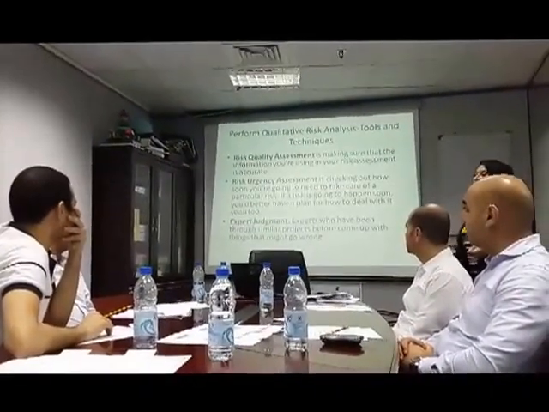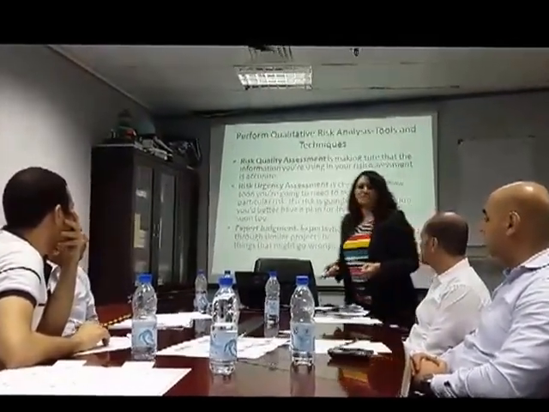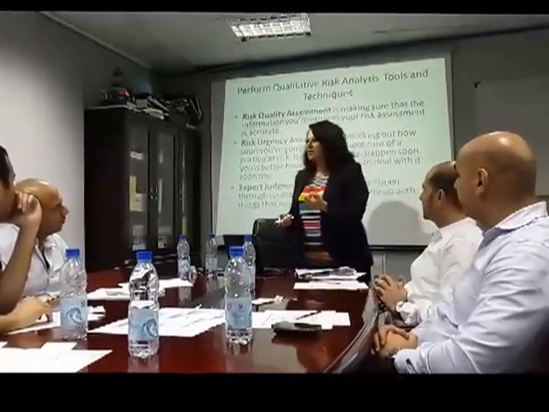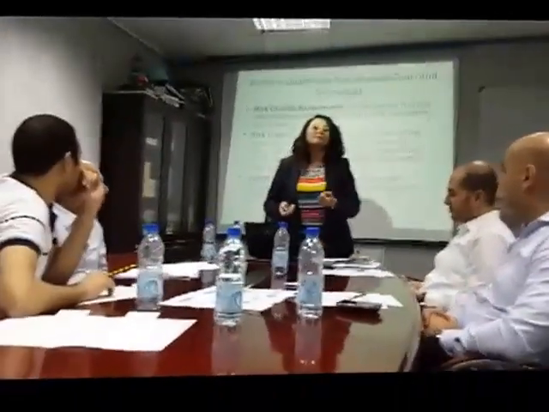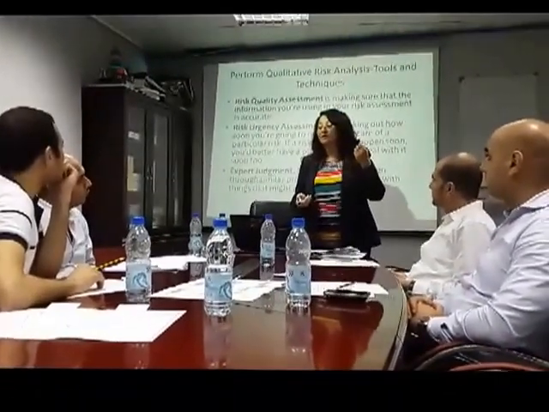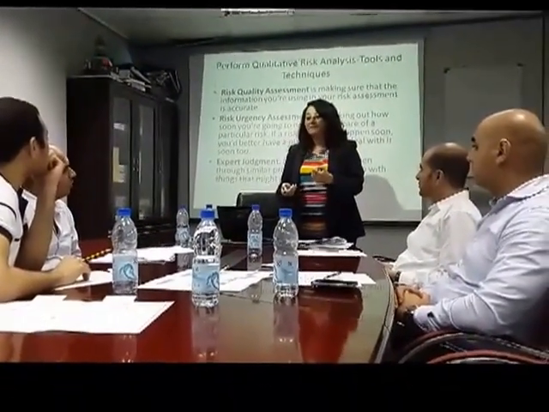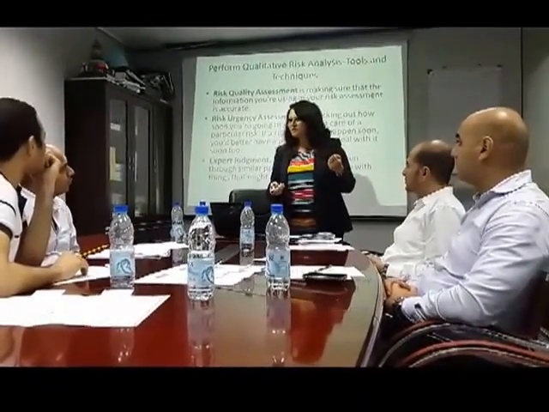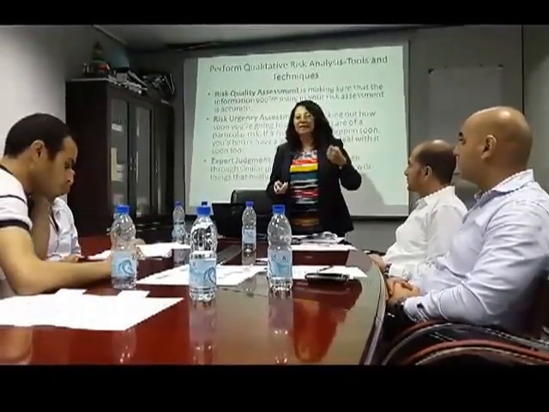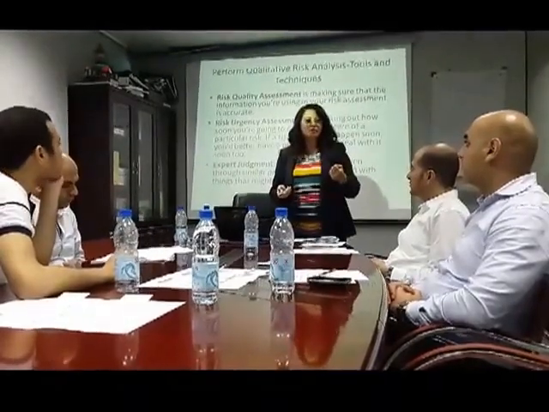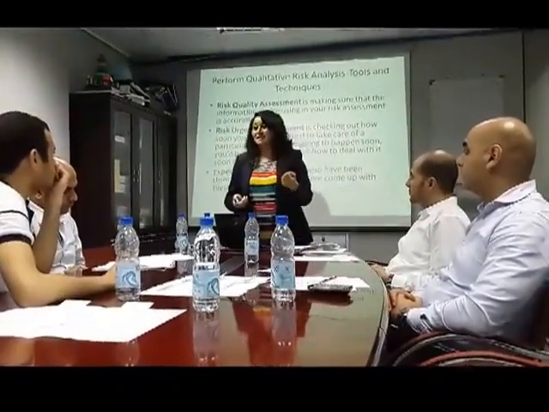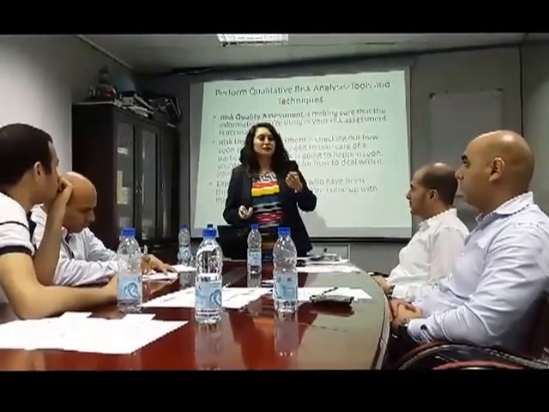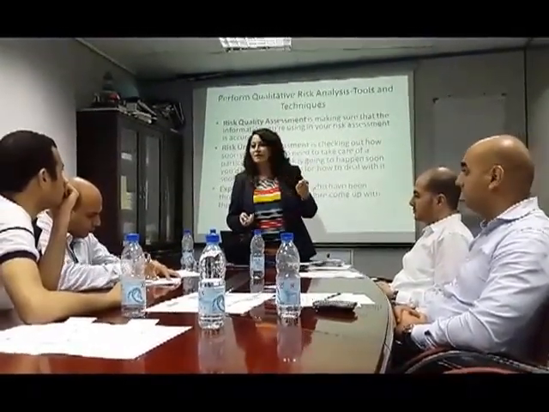Now, risk urgency assessment. You know that some risks can be urgent, right? It means they have to be taken care of as soon as possible. But does that mean that only high priority risks are urgent? No. You might have some high priority risks, but you don't need to attend to them soon. For example, if the supplier who gives you material for your project is going to go out of business in about 4 months, let's say, you don't have to worry. You still have 4 months.